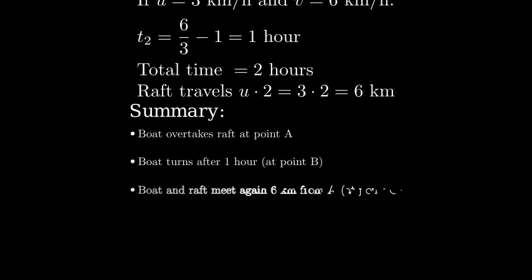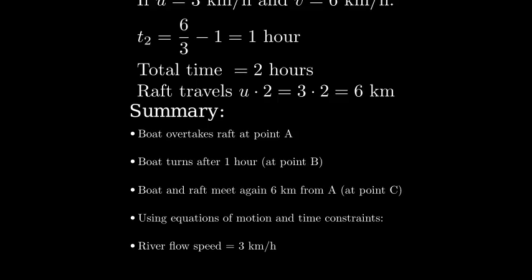To summarize our solution, we identified that the boat and raft meet at a point 6 kilometers downstream from their initial meeting point. The boat traveled downstream for 1 hour, then turned around and traveled upstream until meeting the raft again. By setting up equations for the raft's motion and the boat's motion, and then solving them simultaneously, we determined that the river flows at a speed of 3 kilometers per hour.